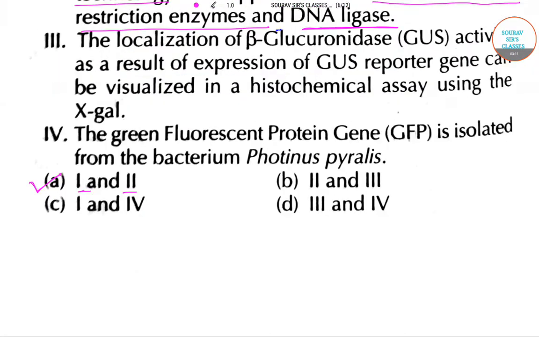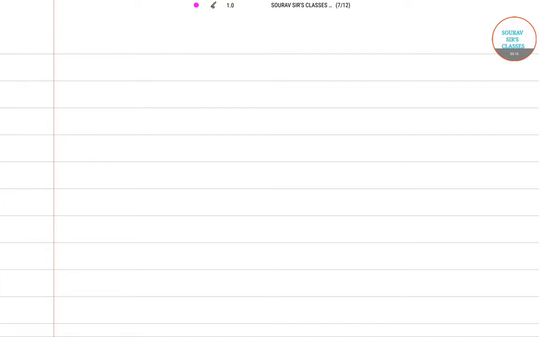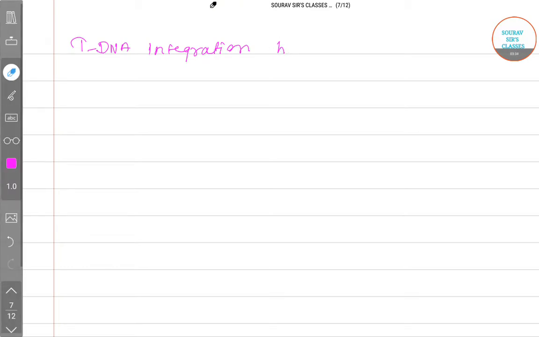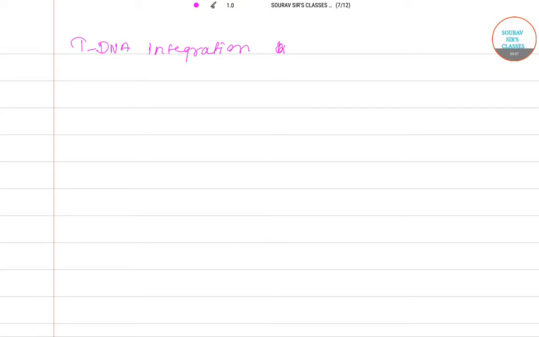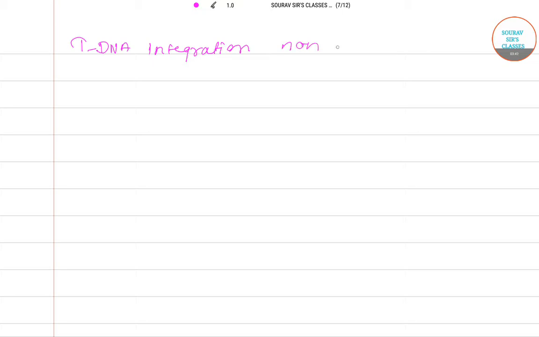Let's see why. In tDNA integration, the process is through non-homologous recombination.